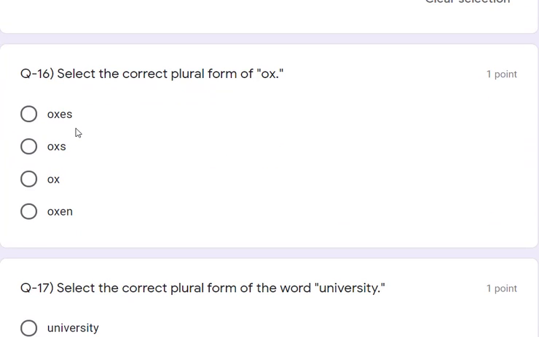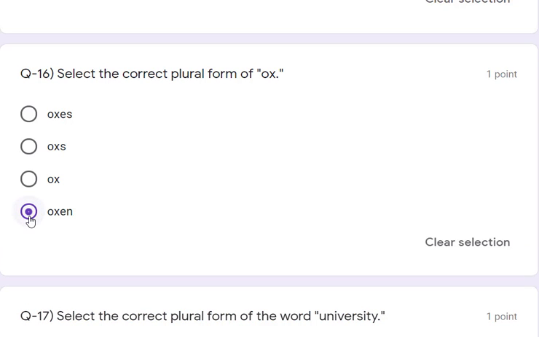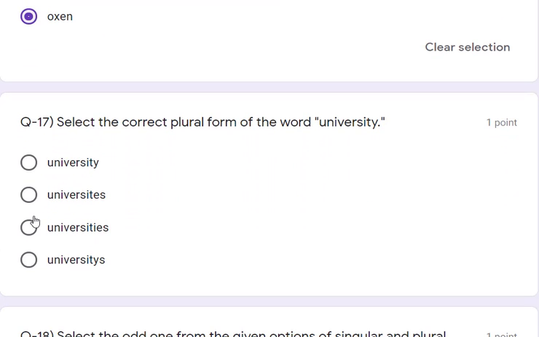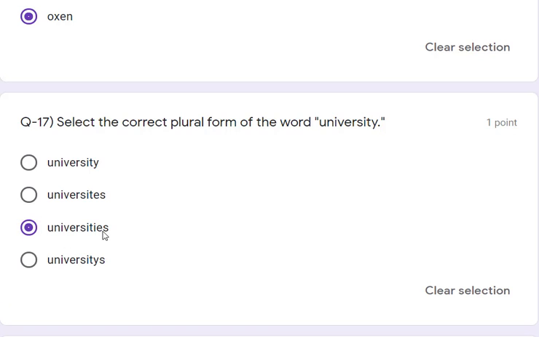Select the word plural form ox. Ox plural form is oxes or oxen. The answer is oxen, right? Select the correct plural form of the word university. So it is ending with y, right? So we will remove y and we will add ies. So universities, that should be the answer, right? Now we see question number 18.